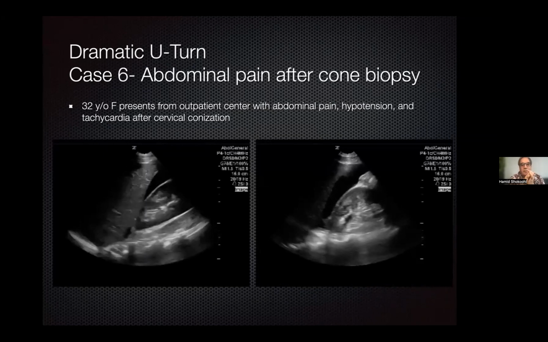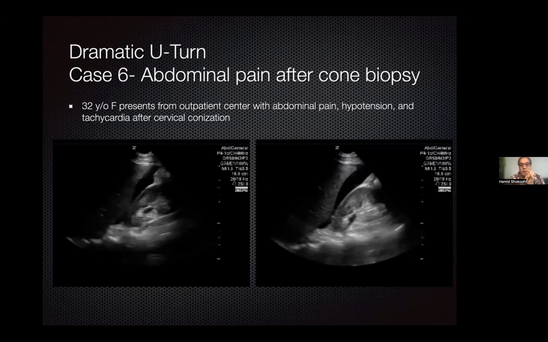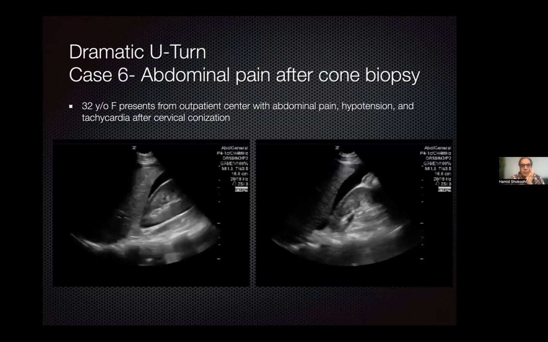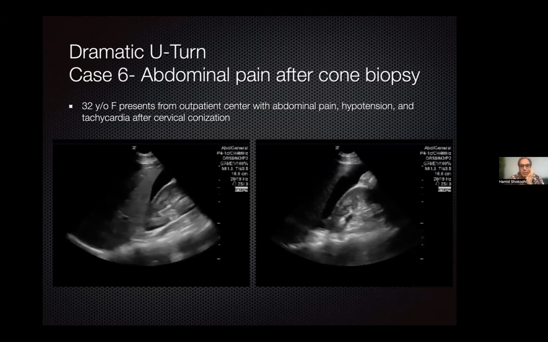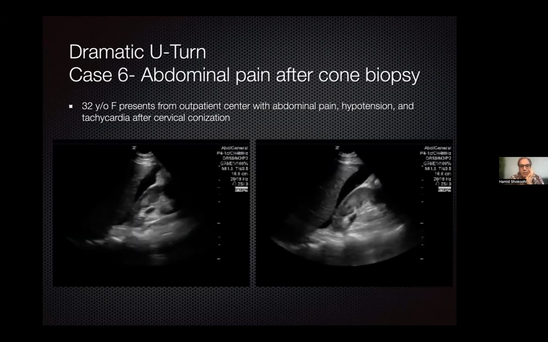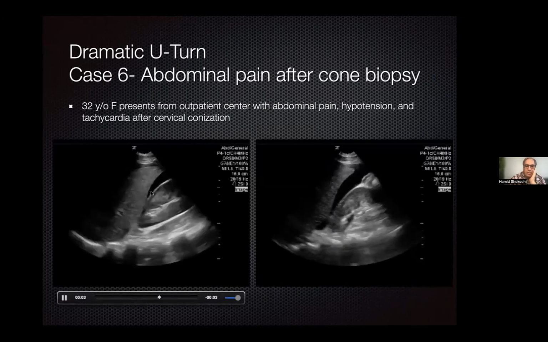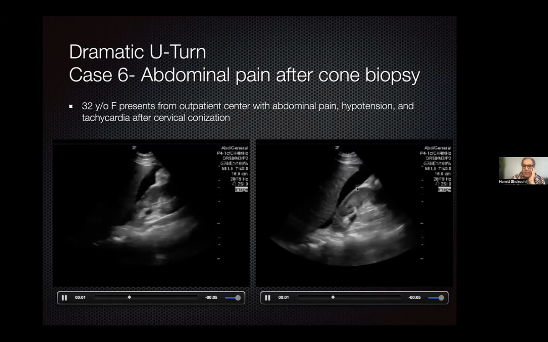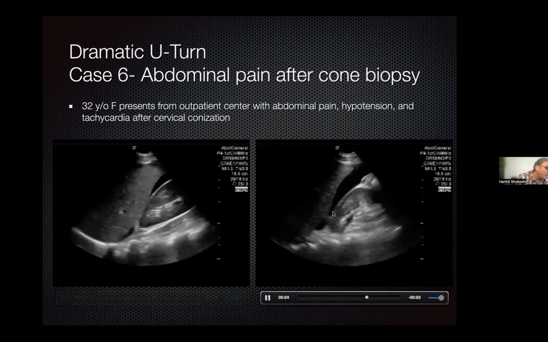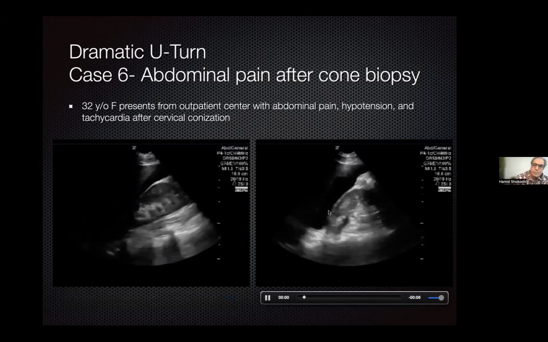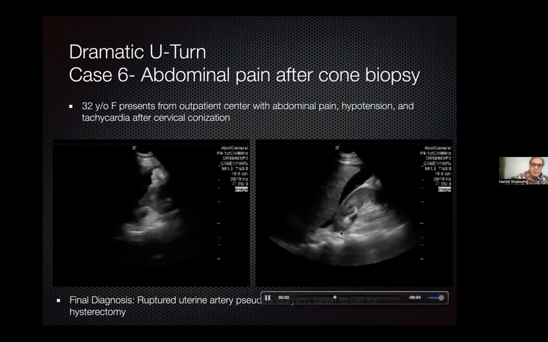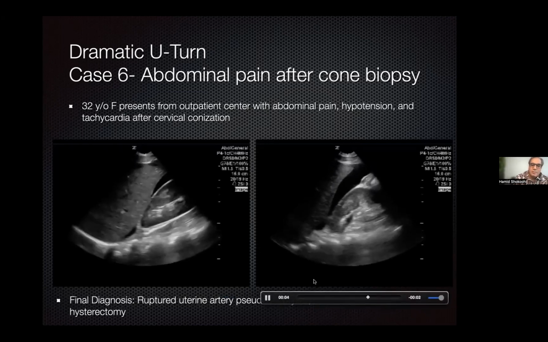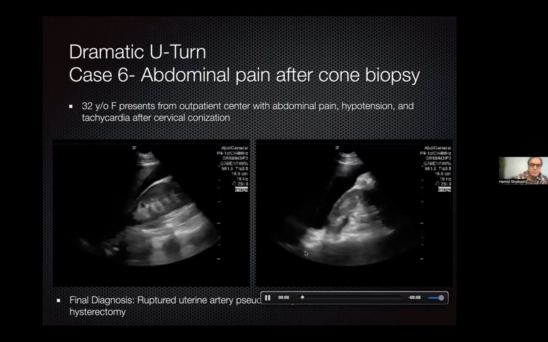This patient is 32 years old, had a cone biopsy for the cervix, and is coming in with hypotension. What you see here is a large effusion in the abdomen, a large effusion around the right upper quadrant. And this patient basically has a ruptured uterus.